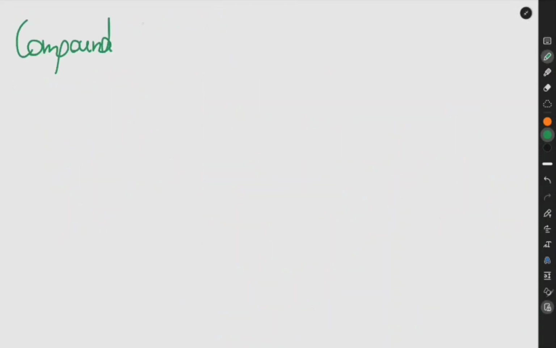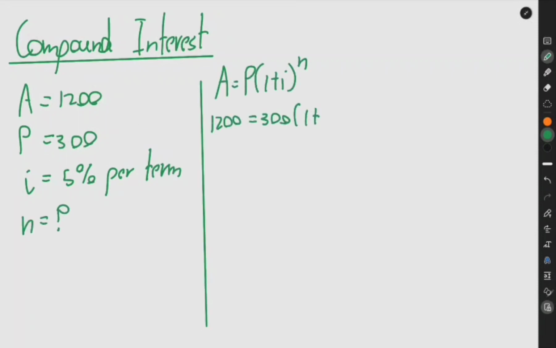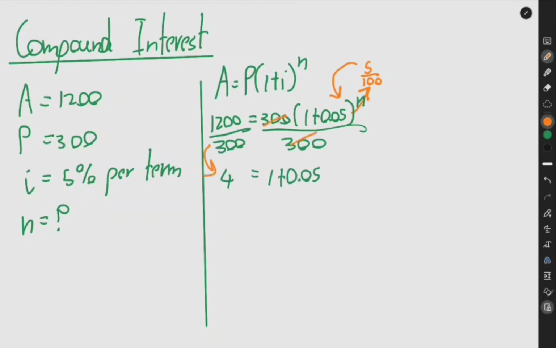Let's look at what happens when we know the interest but not the terms. Take A is equal to 1,200, P is equal to 300, and an interest rate of 5% per term. Let's go through the motions again. I'm sure you're very well versed by now. We eventually end up with 4 is equal to 1.05 to the power of n. But how do we find n?